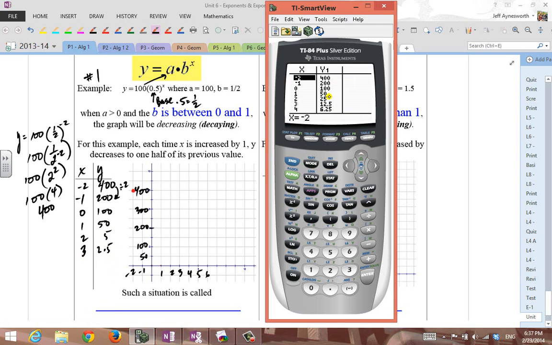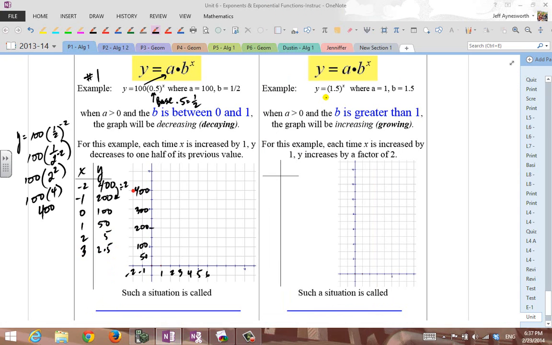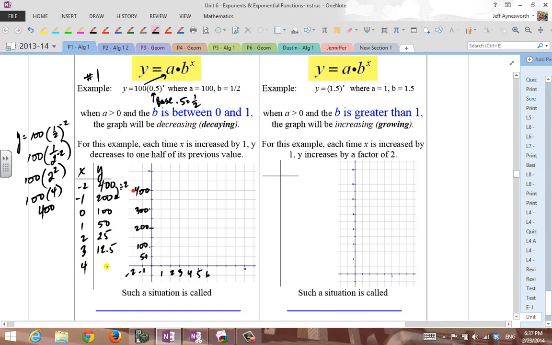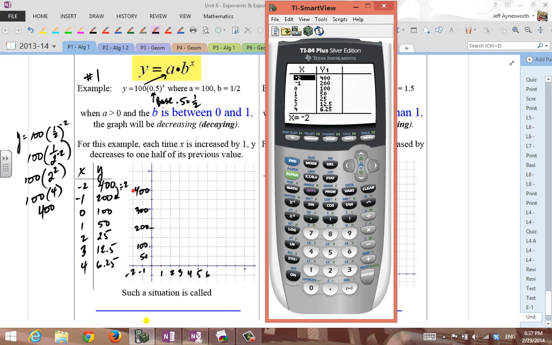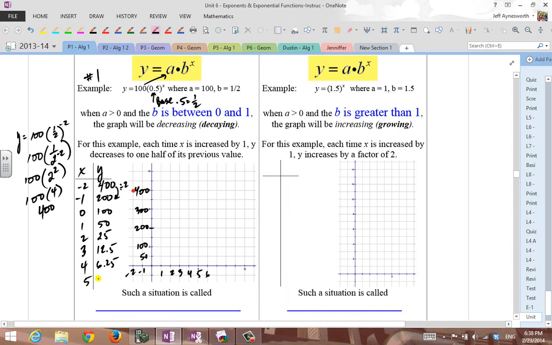At x equals 2, half of that is 25. Look at your calculator here. Well, I'm sorry, I didn't say that correctly. Let me fix that here. Half of 50 is 25. Half of 25 is 12.5. At x equals 4, it's half of that. Half of 12 is 6, and half of a half is a fourth. So this should be 6.25. Let's check the table here. Notice the 6.25. If you want to see more values, no big deal. Just use your calculator. Just scroll down, and you can get some more values. 5, 3.125. Use your technology.